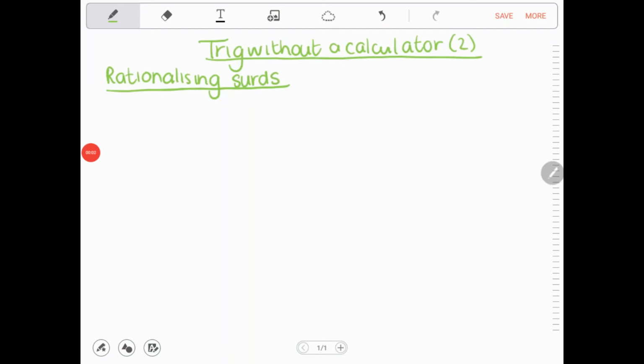Okay, today we're going to look at trig without a calculator again. We're going to look at it to help us solve equations. And again, before I start, I want to talk about something to do with surds, and we're going to chat about rationalizing surds.